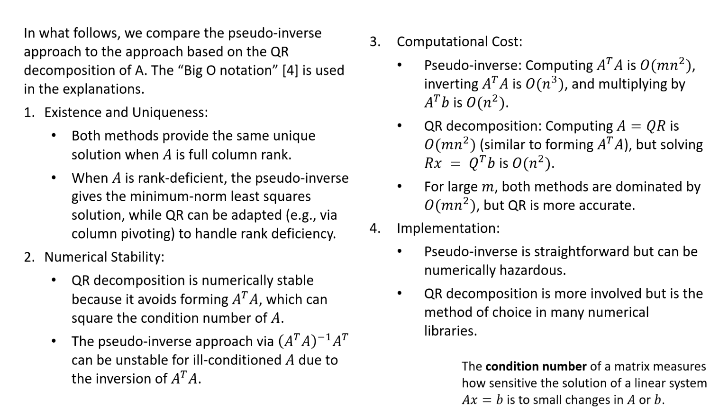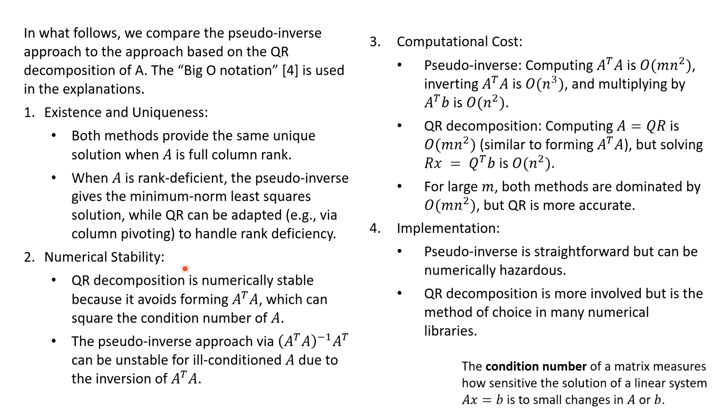So here's the comparison. Both methods provide the same unique solution when A is full column rank. In other words, when the columns are independent. When A is rank deficient, in other words, the columns are dependent, the pseudo-inverse gives the minimum norm least square solution, while the QR method can be adapted via column pivoting to handle rank deficiency.